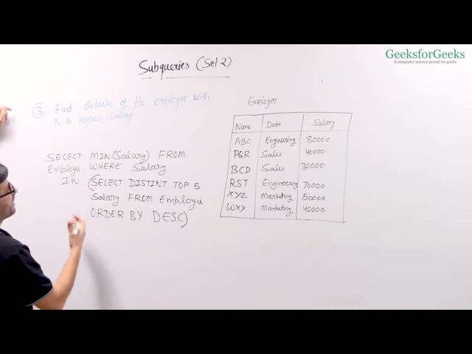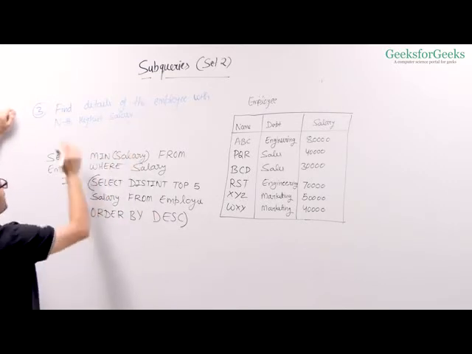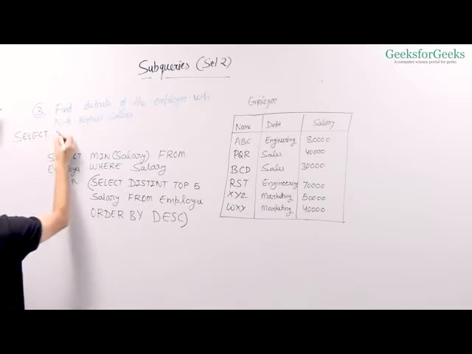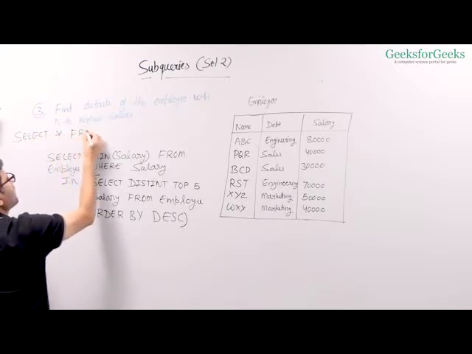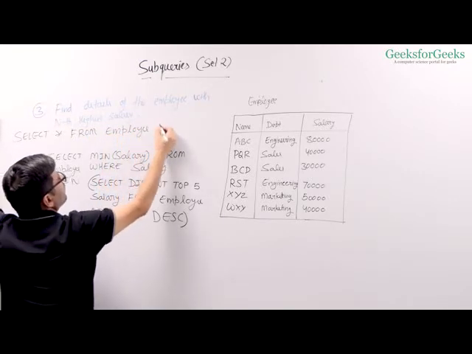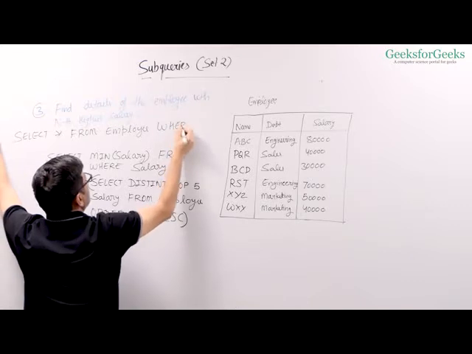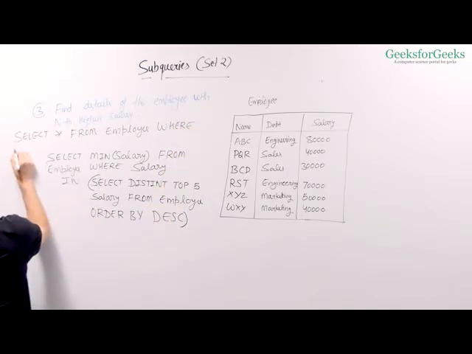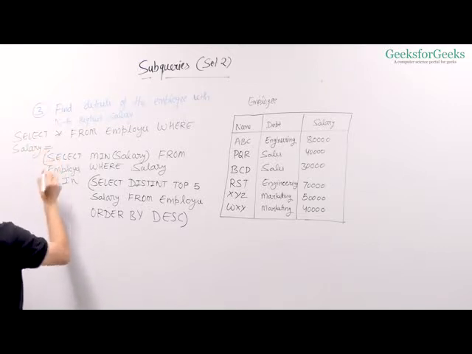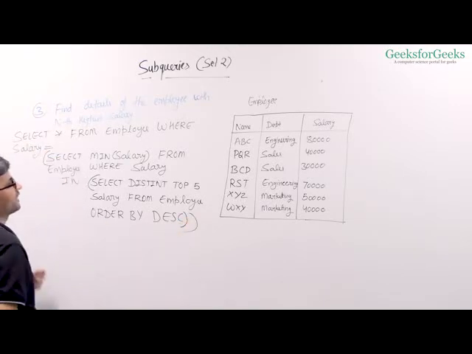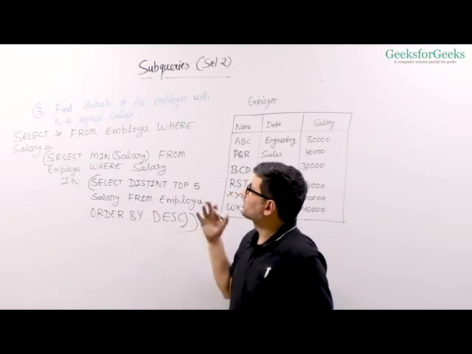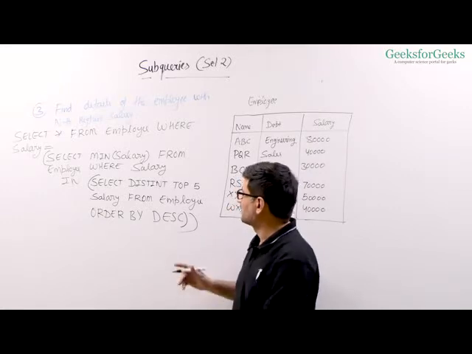Now I just want to find the employee details who has this minimum salary. So I'll select star from employee where salary is equal to this salary that I've written here. Right. So we have 3 levels of nesting and we are able to find the employee whose salary is the nth highest salary. This gives you all.